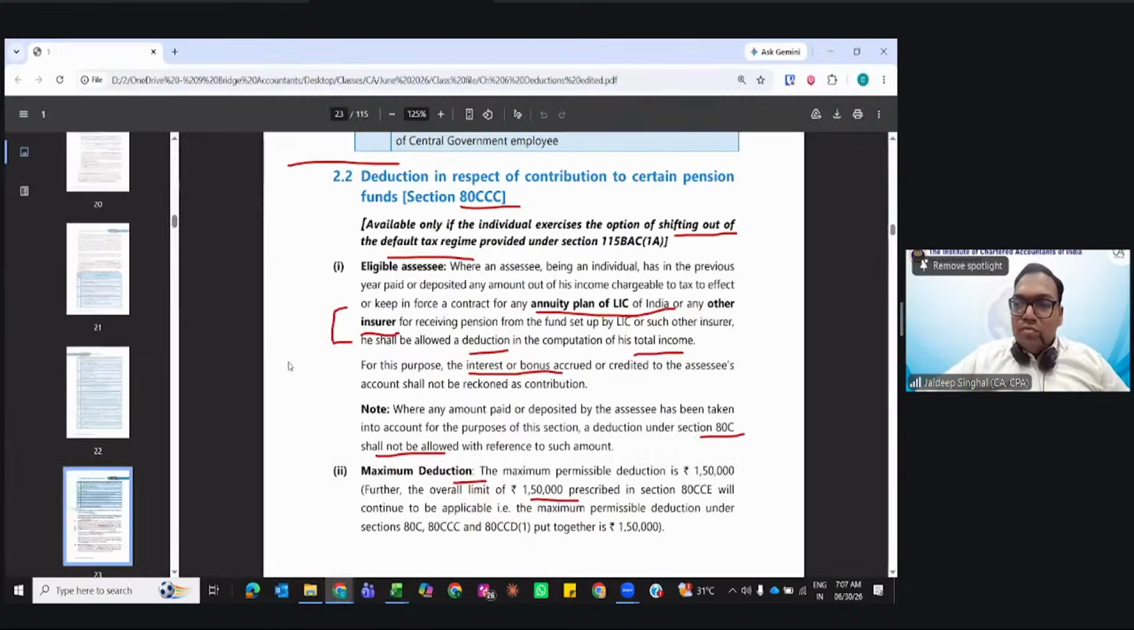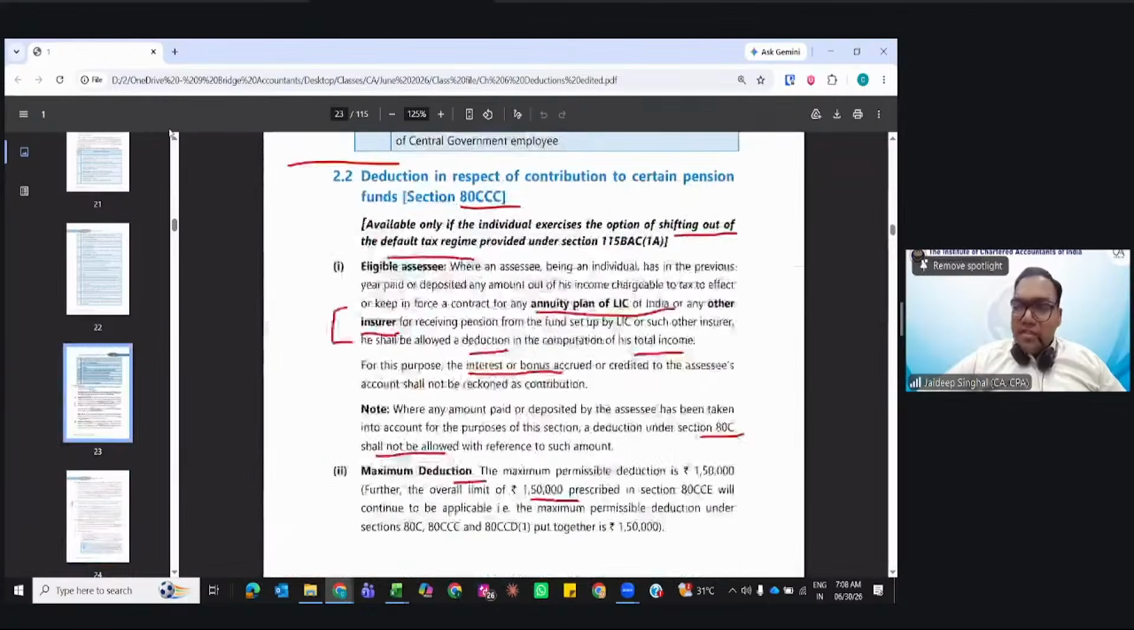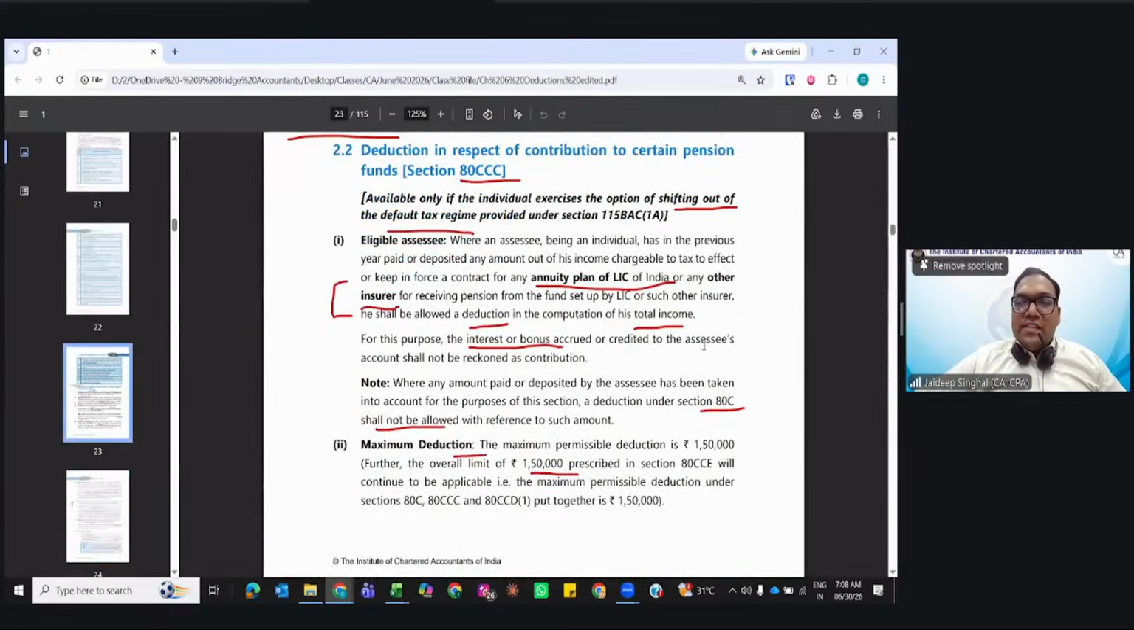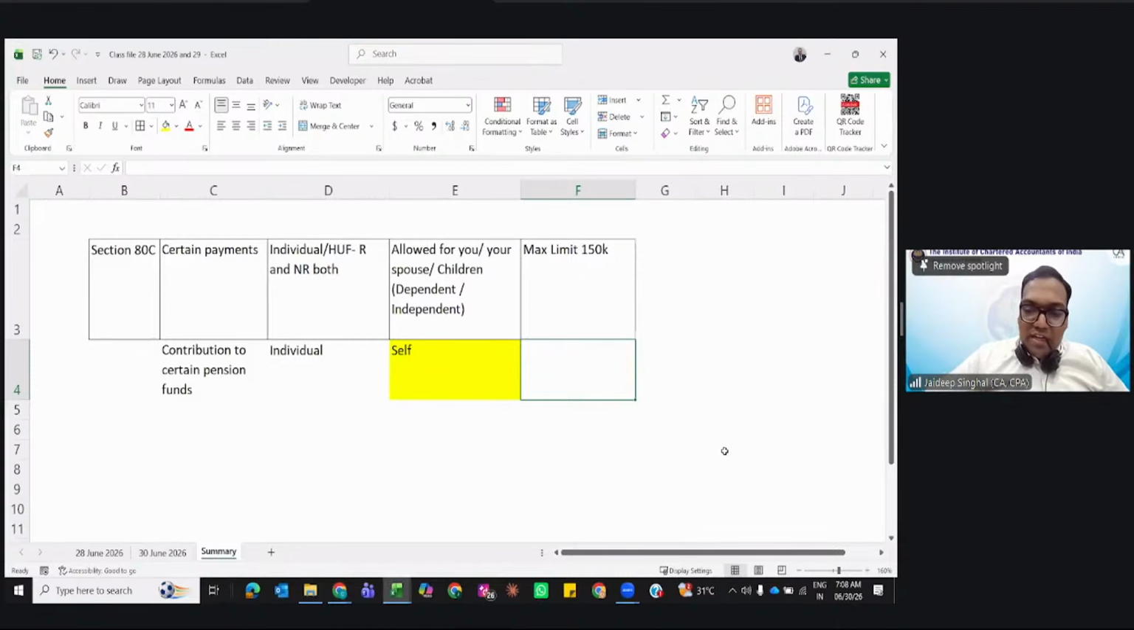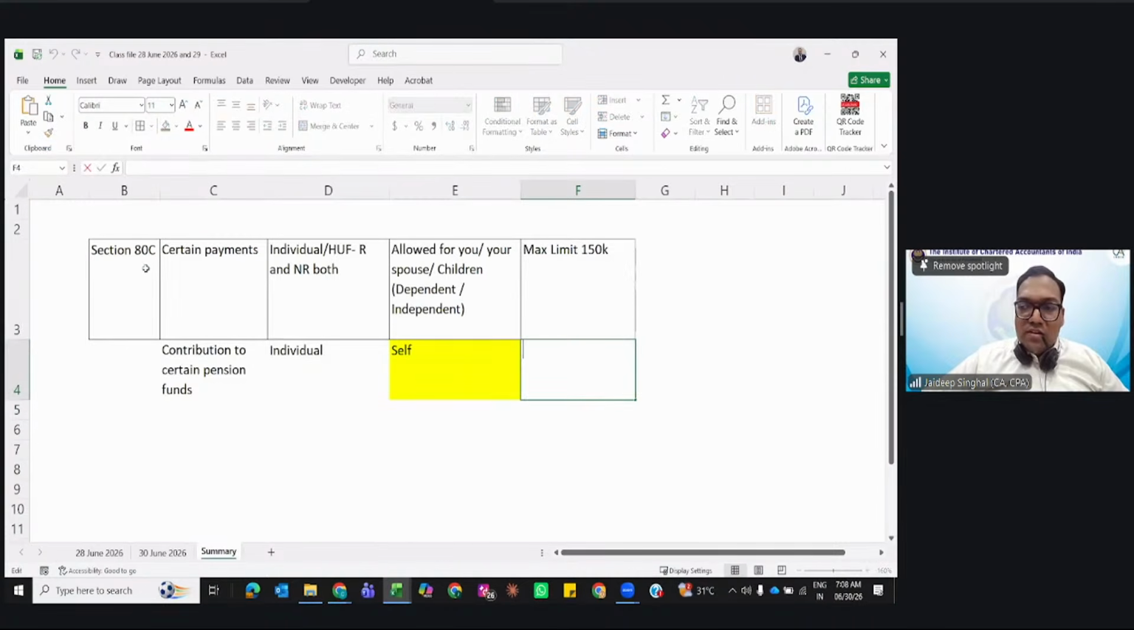Then it is allowed for whom? I think it is for your own account, right? Eligible assessee in the previous year, deposited in some chargeable setup. I think it is for self, but I will just cross check it. Okay, I'll mark it in yellow. And is there any limit in this section? 80C has a limit. As of now, this was a combined limit for this section. As per 80C, I've written it here.